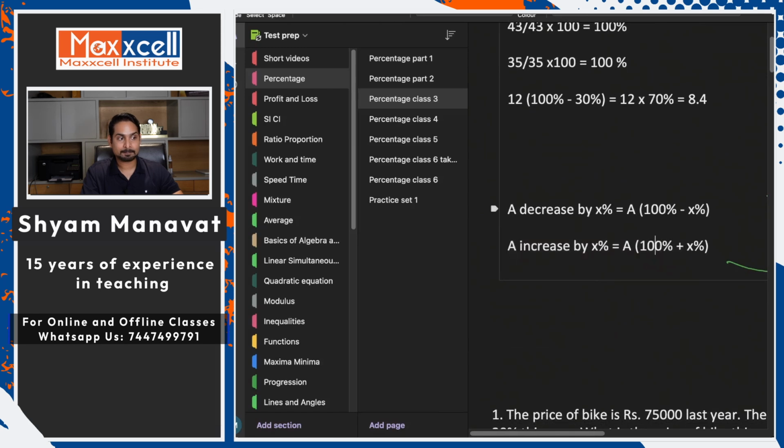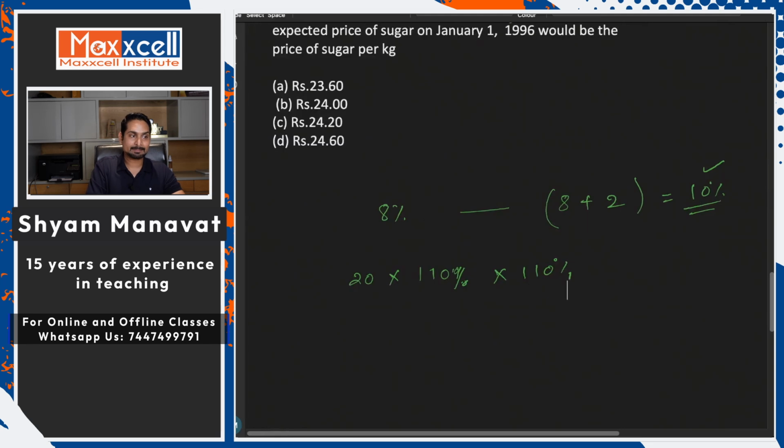Please go through the 3rd lecture. 10% more: every number is 100% of itself. If it is increasing by 10%, it becomes 110%. Becomes means multiply by 110%. Same for next year also. Now we just need to do the calculation.